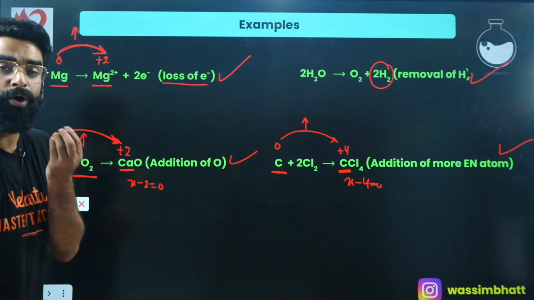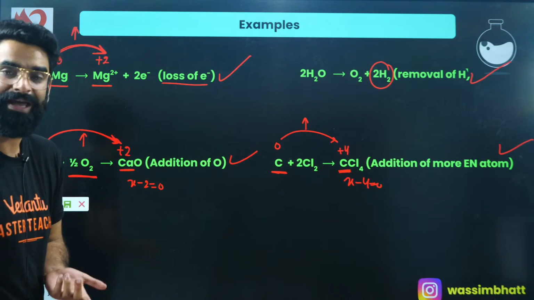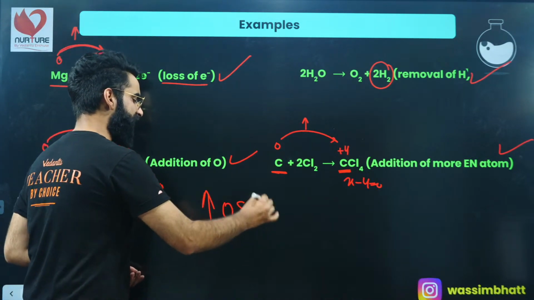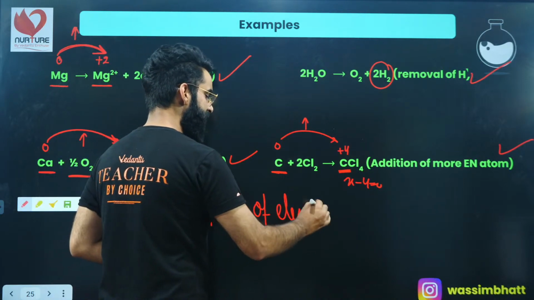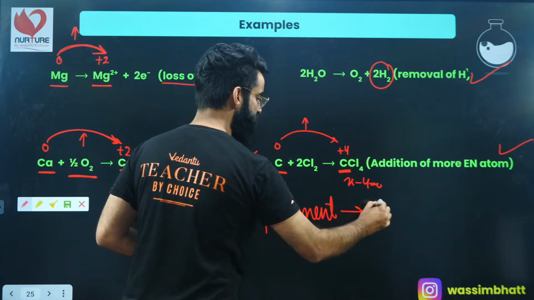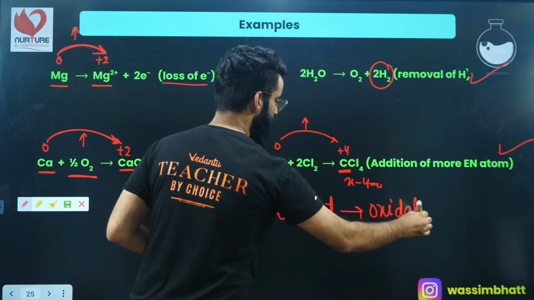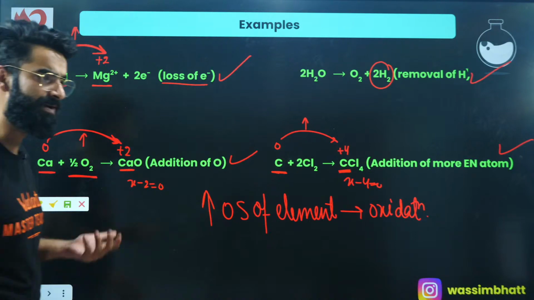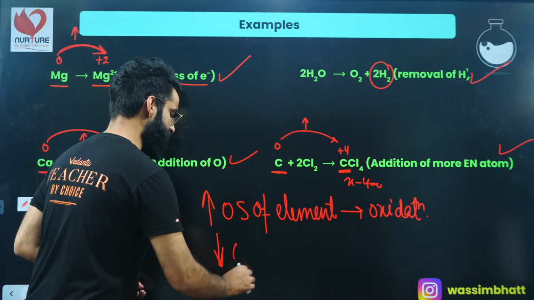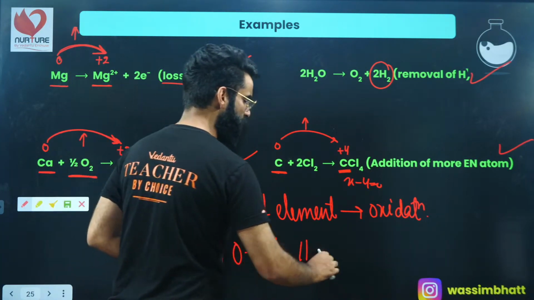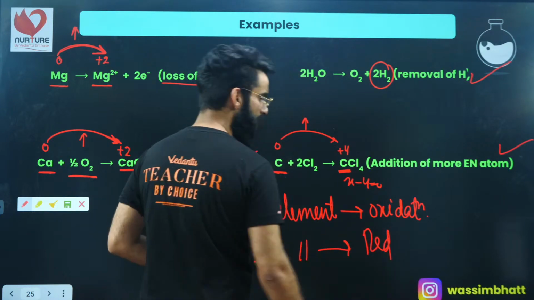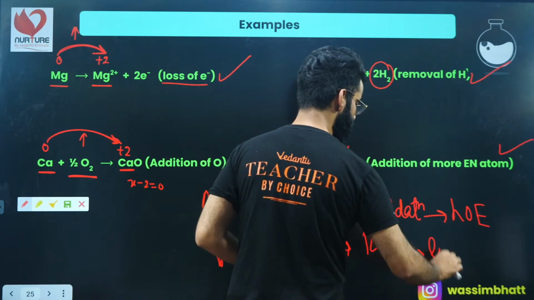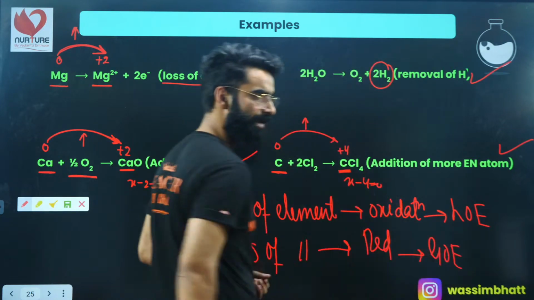So I can define oxidation in another way as well. I can simply say increase in the oxidation state of an element is what we call oxidation. Similarly, decrease in the oxidation state of an element is what I call reduction. Okay? Oxidation means loss of electrons. Reduction means gain of electrons. As simple as that, right?